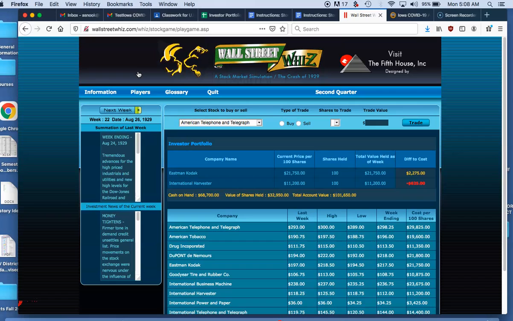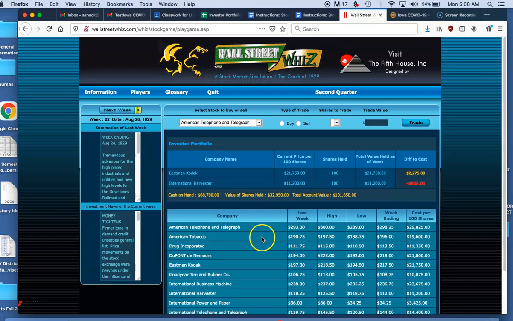Then you can see what happened. If you're looking at the price of International Harvester, 125 was the high, 118 was the low. Last week it was 118, and oh my gosh, it went down all the way to 112. So it went down like $6 a share. So I've lost some money here. Overall, I'm down some money.